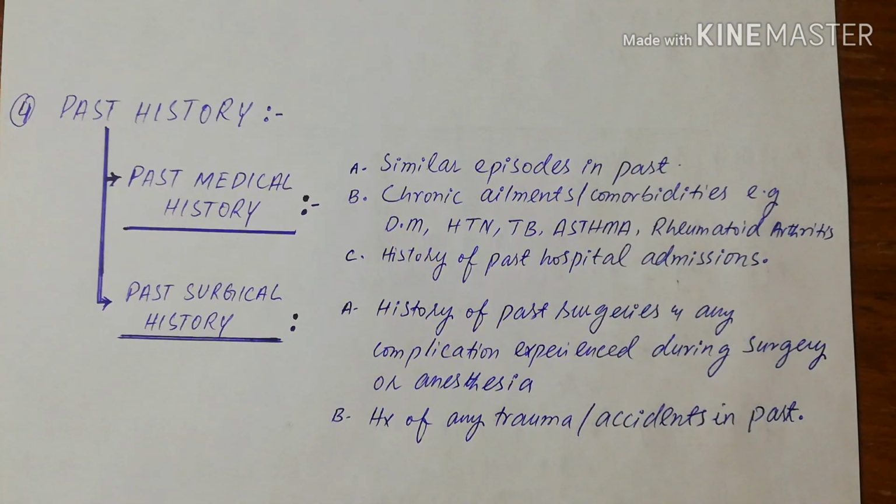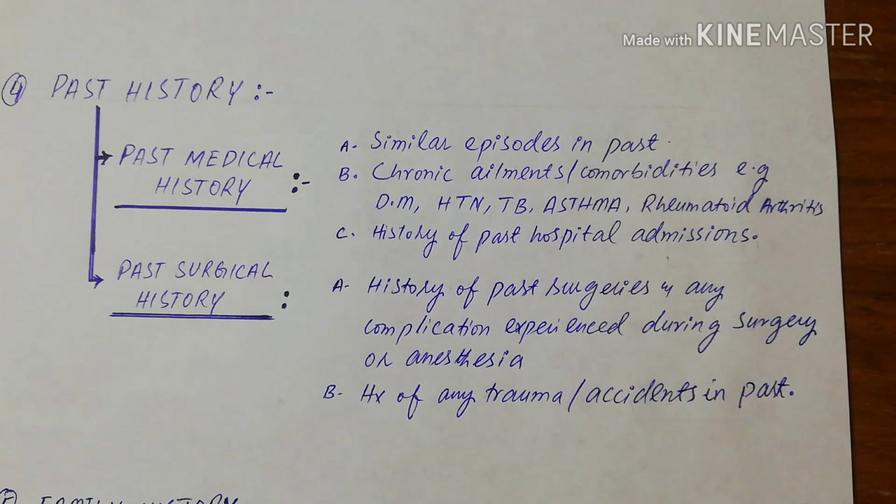Now, after the history of presenting illness, we take past history from the patient, and there are 2 components of the past history, that is the past medical and the past surgical history. Now in past medical history, we ask about similar episodes in the past, chronic ailments or comorbidities like diabetes mellitus, hypertension, TB, asthma, rheumatoid arthritis, and history of past hospital admissions if any. In past surgical history, we take histories of any past surgery or associated complaints with the surgery or anesthesia if the patient has experienced, and we also take any history of past trauma or accidents.